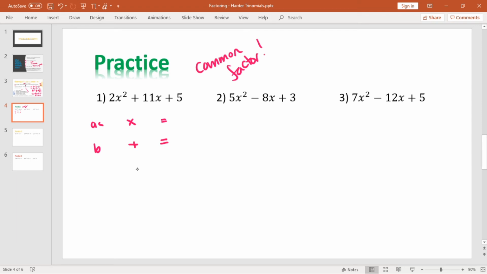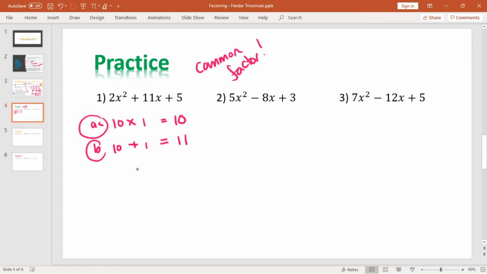So I need to multiply to 2 times 5, which is 10, and I need to add to 11. So two numbers that multiply to 10 and add to 11: 10 and 1. Satisfy both things. Okay, so the second step, the weird trick, and you only do this trick if a is not equal to 1. If this had just been a simple one, you would stop and the answer would be x plus 10, x plus 1.